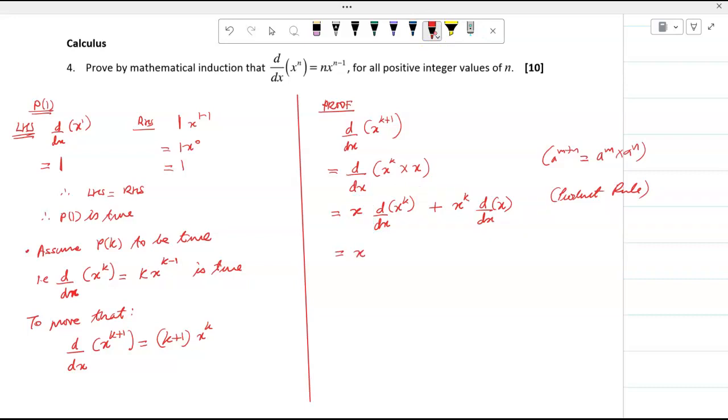Now, what is d by dx of x raised to k? Isn't this k times x raised to k minus 1? Plus x raised to k times 1. Now this is k times x raised to 1 plus k minus 1, plus x raised to k. Plus 1 minus 1 cancels out. So x raised to k, if you take out the common factor, is k plus 1.